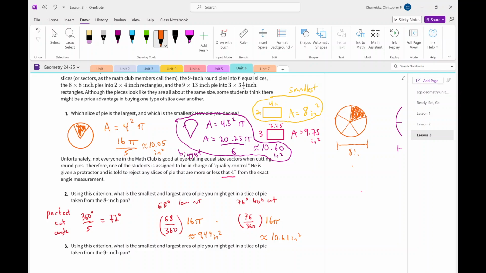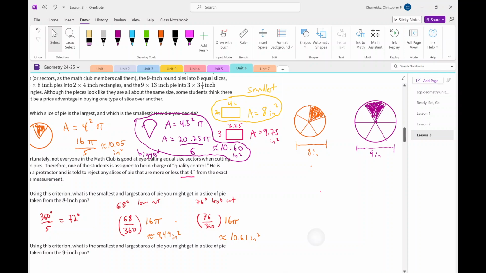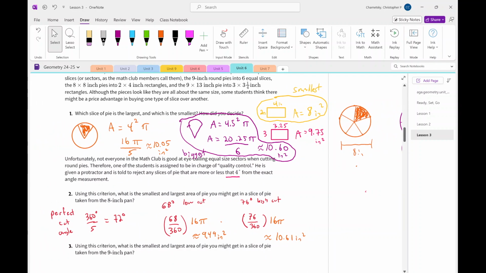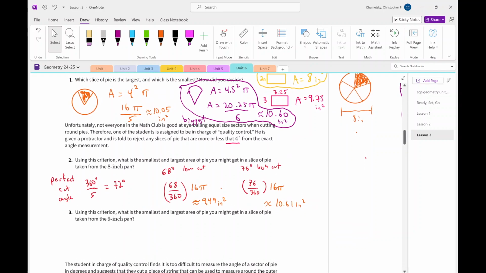Pause here, try number 3, but this time you're going to do the same process on the 9-inch pie. See what a low cut area would be for a smaller cut slice and then a bigger cut slice. All right, let's check and see what you came up with.